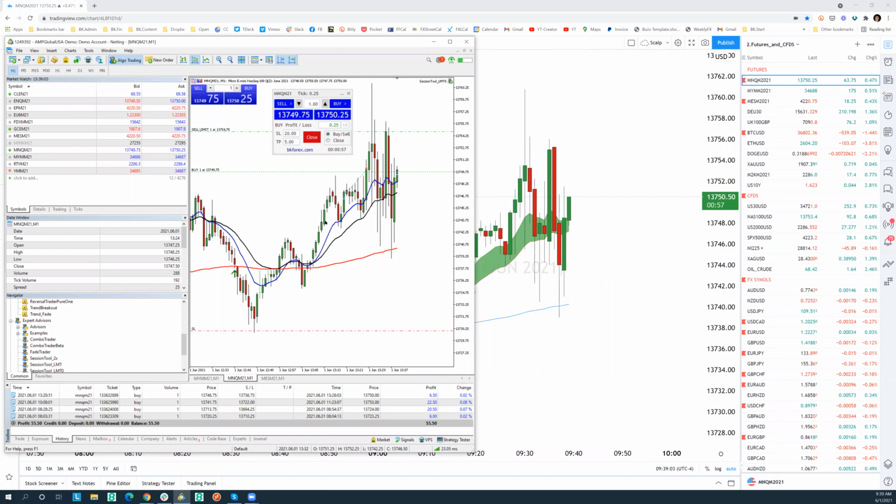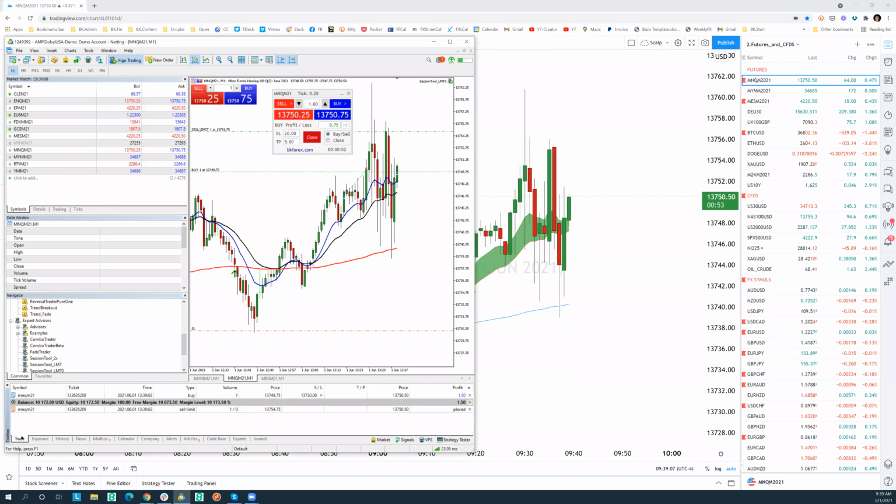Okay, what did I get long? Let me see where I got long here. I don't even know where I got long. 49.75. Let's take that for five. Let's see if we can get 5 points out of this thing. Maybe I might just get only 4 points out of this thing. Let's see if I can get 4 points out of this thing and see if it works our way.